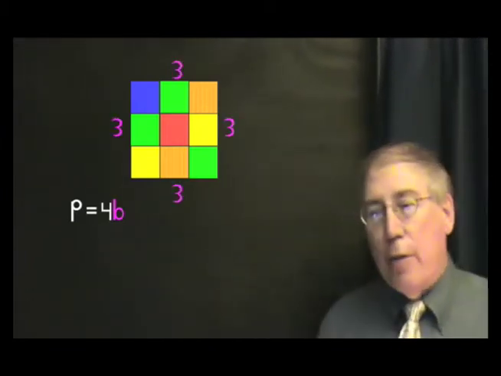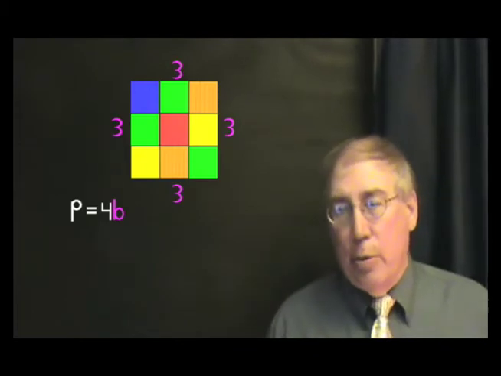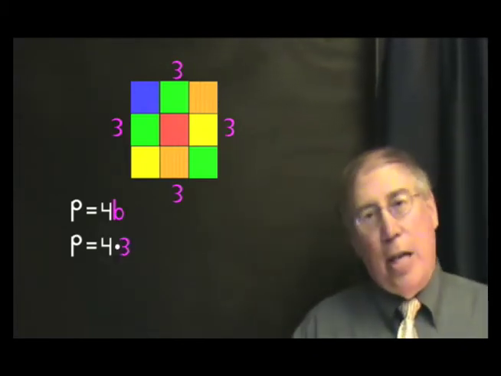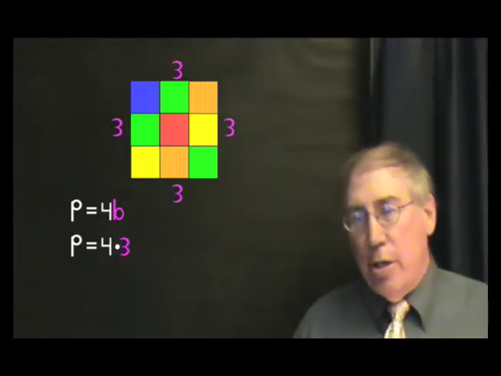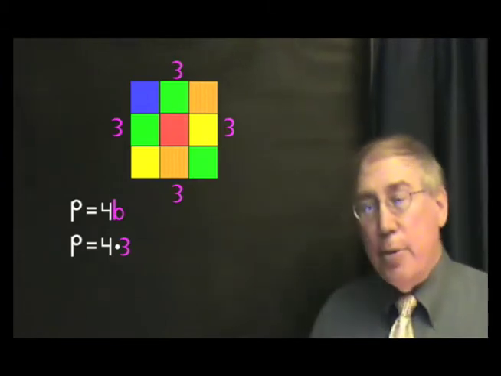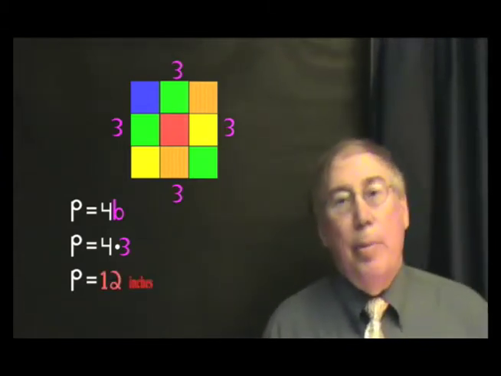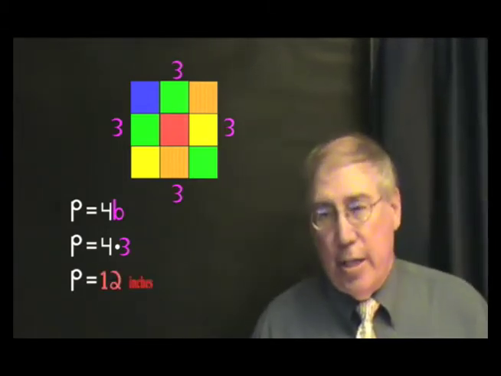So to make a fancy formula, the perimeter equals 4B. And let's say that it's 3 inches on a side. So we get 4 times 3, and so our perimeter is going to be 12 inches.